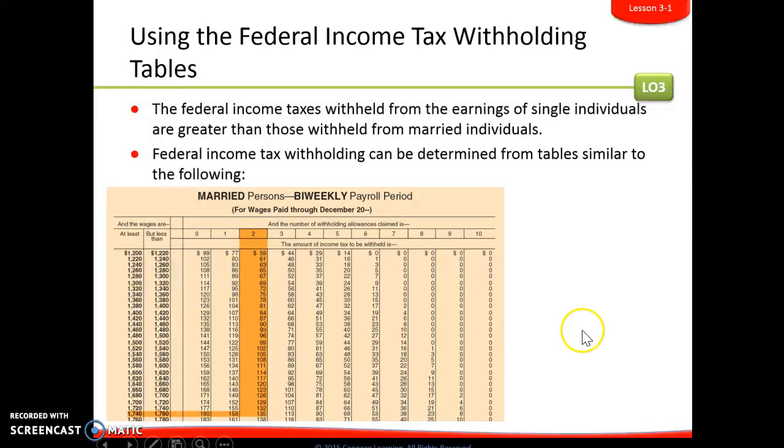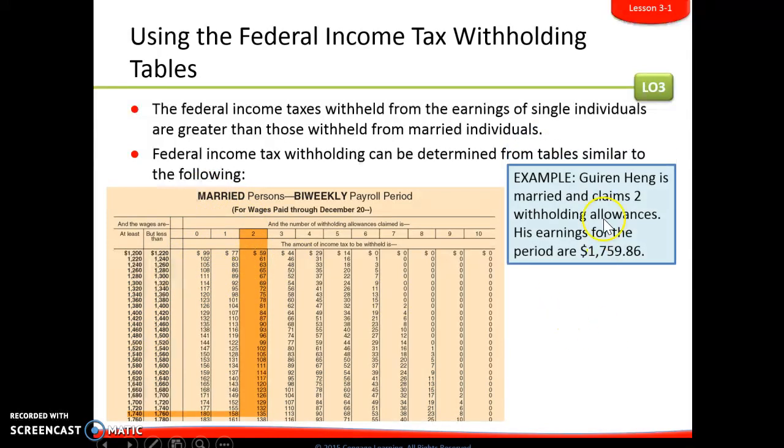What we would do then is we would figure out here, the example, Agrarian Hen is married, claims 2 withholding allowances. His earnings are $1,759.86. We would find where this number falls. So if we look over here in our table, it's going to fall between 1,740 and 1,760. Okay, so we know that we're on this line here.